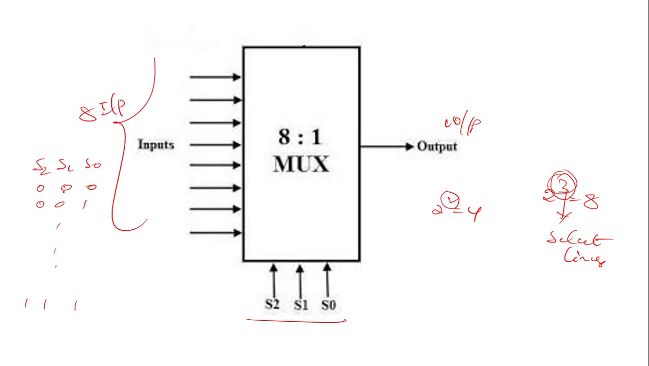When the select line selects one of those combinations, the output is going to be assigned one of the inputs. So it may be I0. If you consider I0, I1 and so on up to I7, each is going to be assigned by a particular select line. Only one input is going to be assigned to the output. If the select line is 0 0 0, then I0 is going to be assigned to the output. If the select line is 0 0 1, then I1 is going to be assigned to the output. Like that, any one of the select line values gives the output of any one of the inputs.